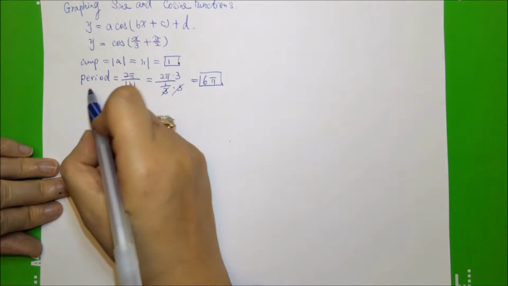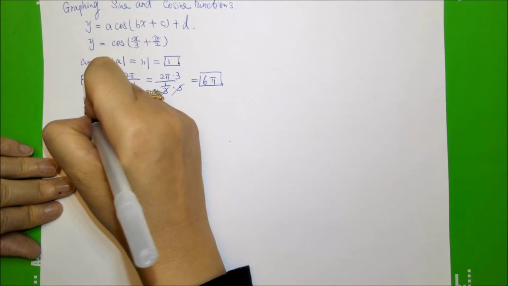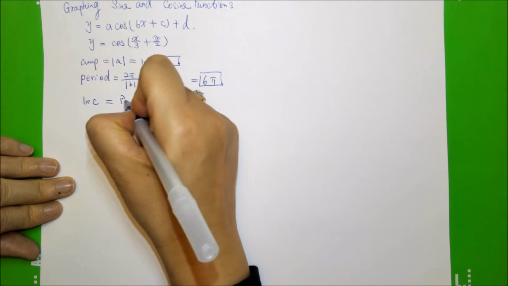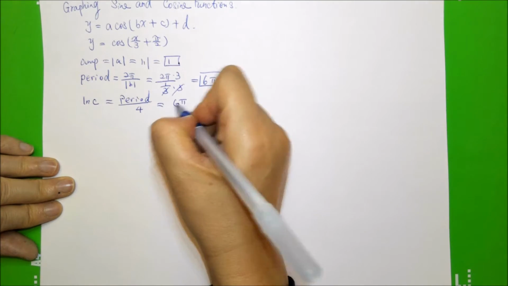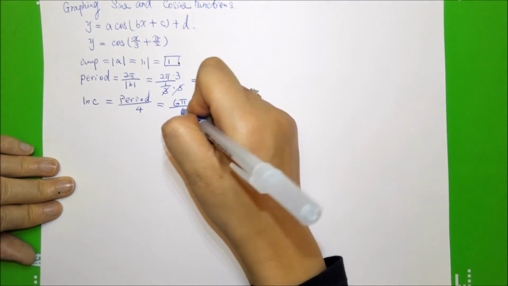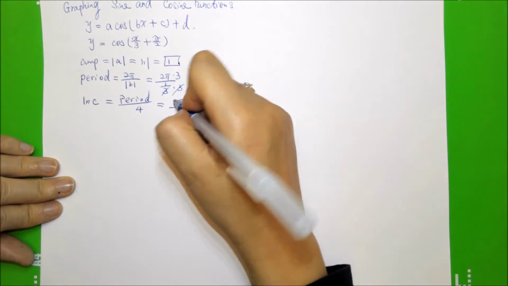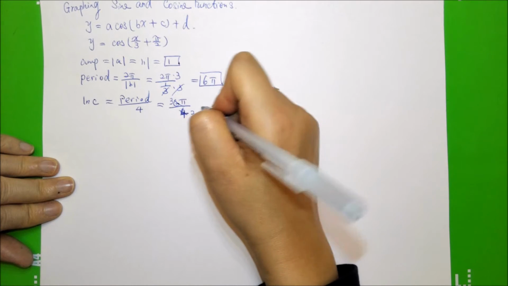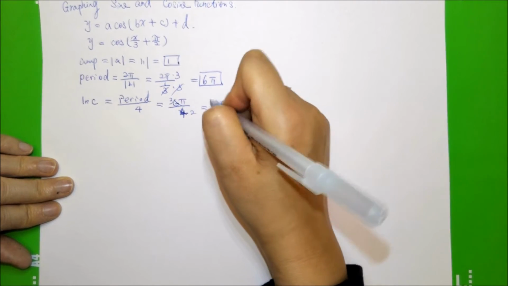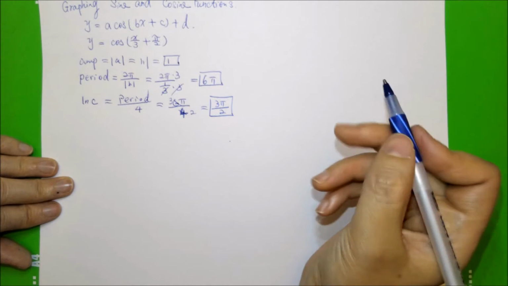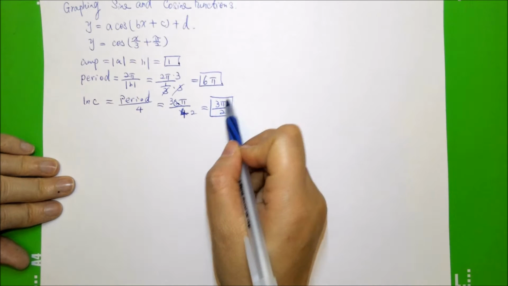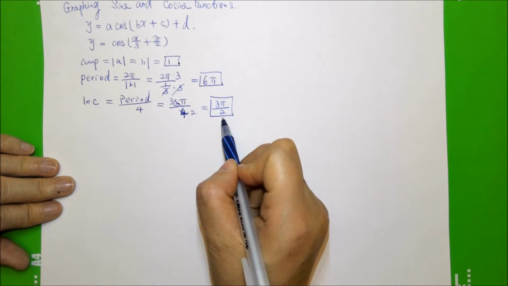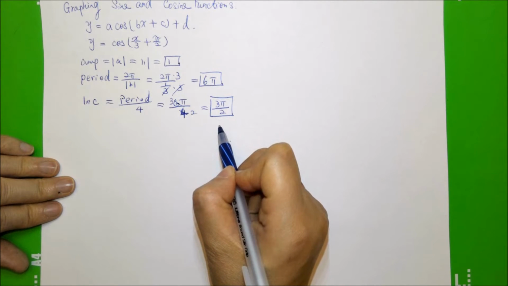Once I figure out the period of the function, I would like to find the increment, which is the period divided by 4. I will have 6 pi divided by 4. Once I reduce, I will have 3 pi over 2. The increment decides how you label the x coordinate. If the increment equals 3 pi over 2, that means every single x value will step by 3 pi over 2.